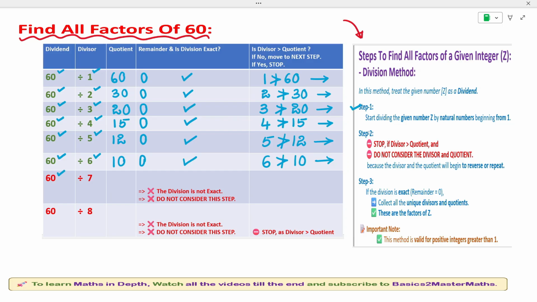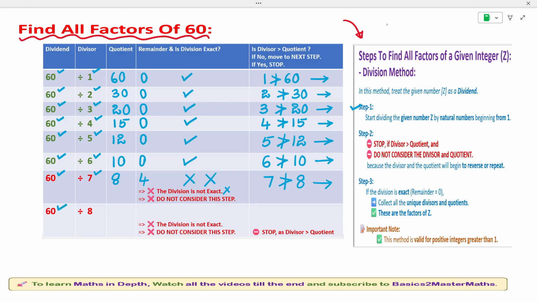When we divide 60 by 7, we get 8 as the quotient and 4 as the remainder. So, this division is not exact. Hence, please do not consider this step. In this case, the divisor 7 is not greater than the quotient 8. So, move to the next step.